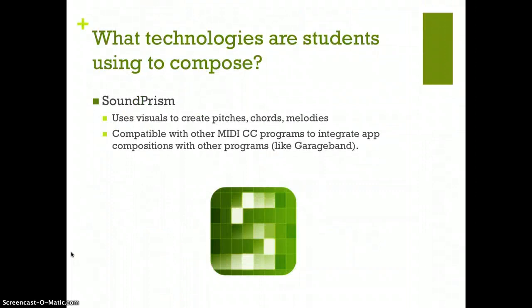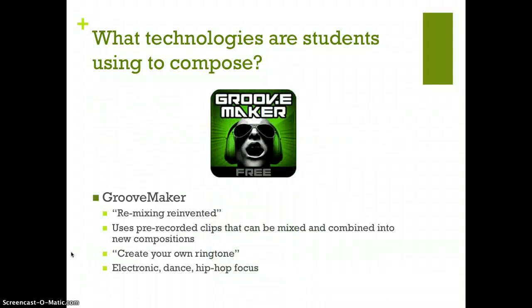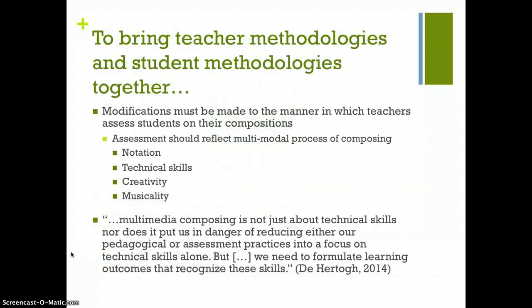Sound Prism is another app that is available to compose music. It uses visuals to create these compositions and is compatible with other programs to integrate their compositions. GrooveMaker is a similar type of visual composition app. It uses pre-recorded clips and uses electronic, dance, and hip-hop music genres to draw in a wider audience.